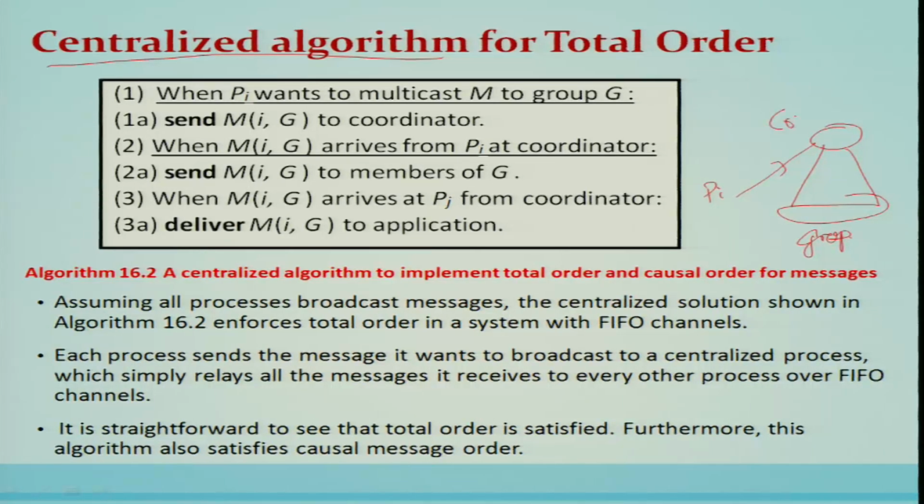So this is called coordinator, and hence it is called a centralized algorithm, meaning to say that considering these particular channels are FIFO, the order in which all the messages are received by the coordinator, and when the coordinator sends to the group members, the messages will be ordered because they are assumed as FIFO. So assuming all the processes broadcast messages, the centralized solution shown in this algorithm enforces the order in a system with FIFO channels, as I explained.